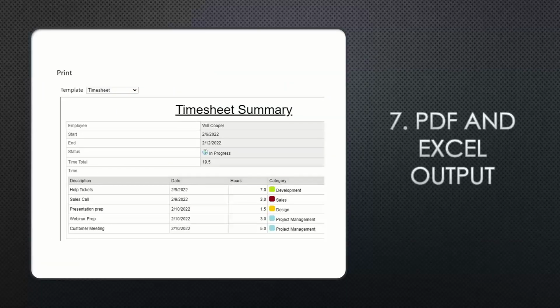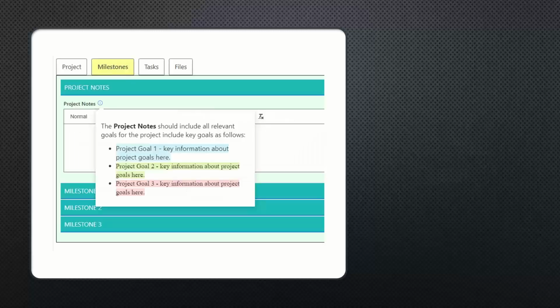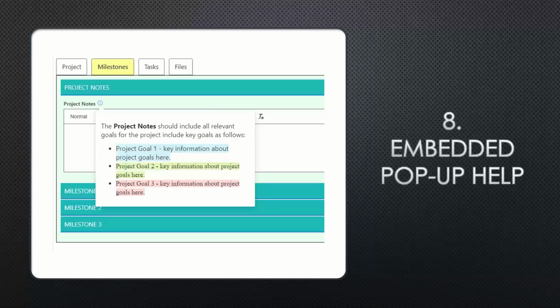We need to make sure we have good output to PDF and Excel because we may need those printouts. We want to store them for record keeping. We may need to distribute that to somebody else or feed it into another system. So getting good output from our system is important.